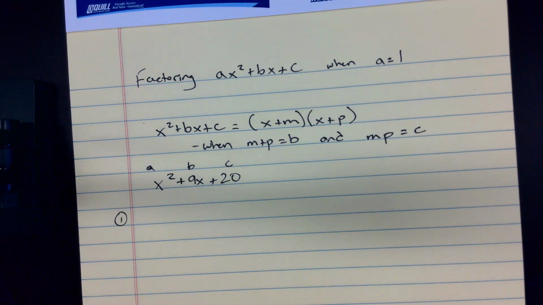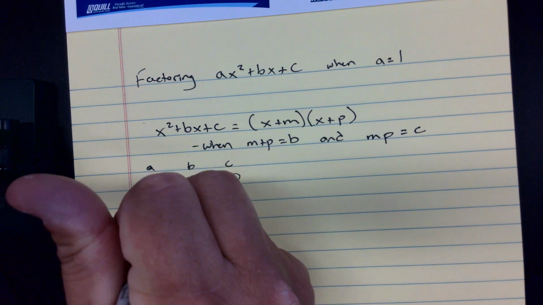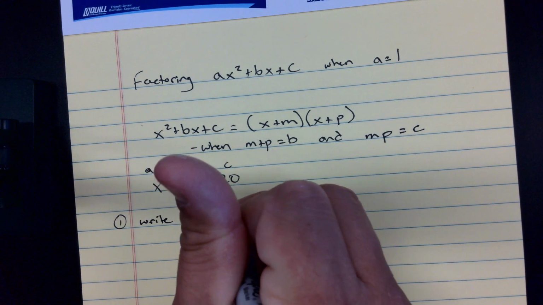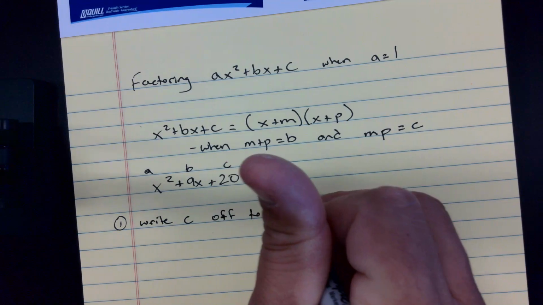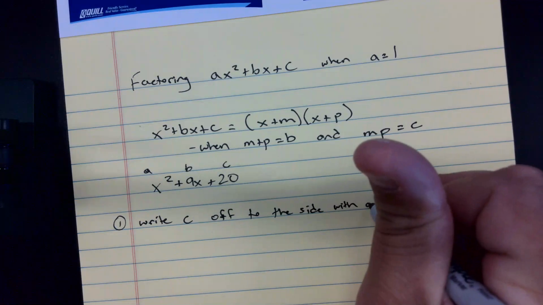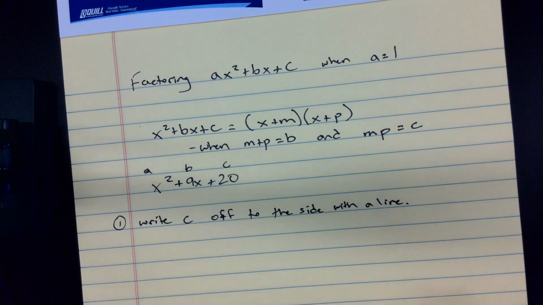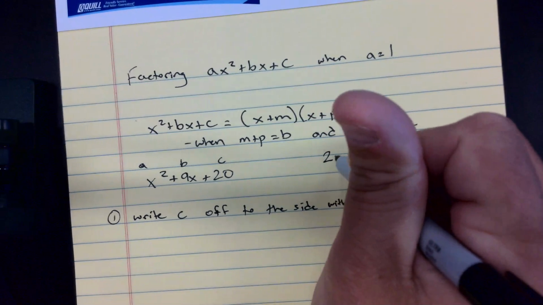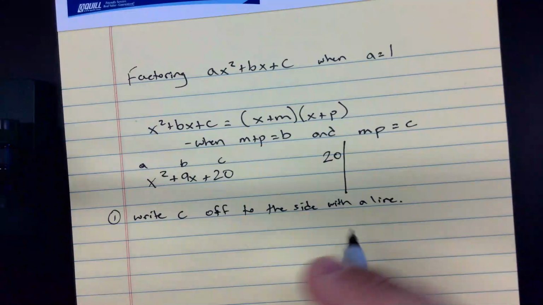Step number one: write C off to the side with a line. So we're going to write C off to the side with a line like that.